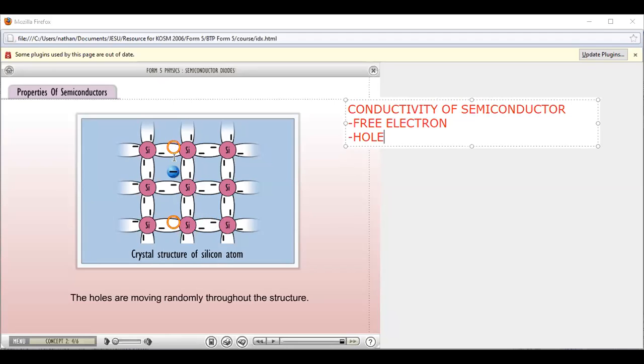So we see, when the electron goes up, the hole will be down. The electron goes up, relatively the hole goes down. So when the electron goes to the right, the hole will go to the left. So it's relative.